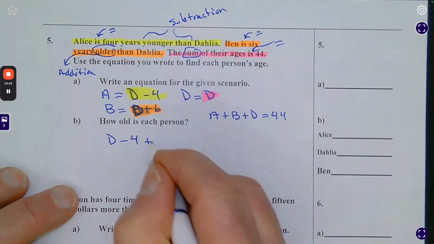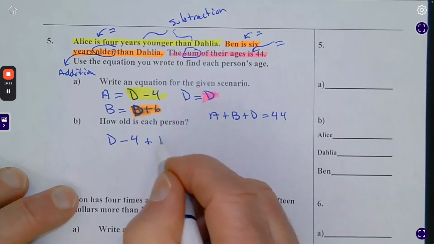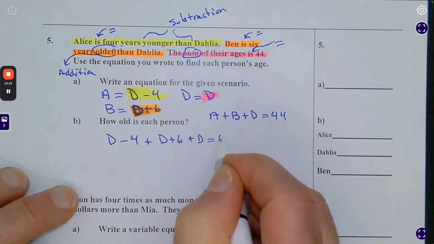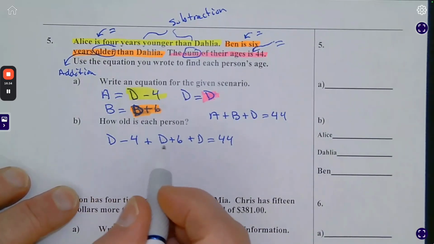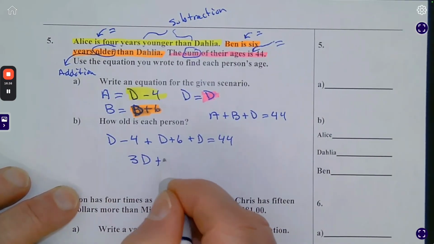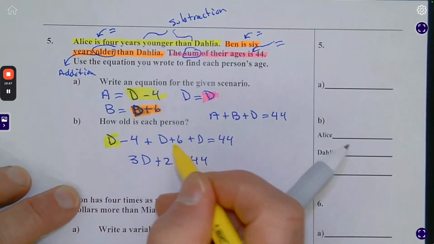Now the sum means I'm going to add Alice to Ben, but Ben in terms of Dahlia is D plus 6. And Dahlia is Dahlia. Now I got one variable, and I can solve a one variable equation. Okay, let's simplify it. So I got 1, 2, 3D, and then I got negative 4 plus 6. That's 2. Notice no inverse operations, right? All I did was simplify things that were on the same side of the equal symbol.